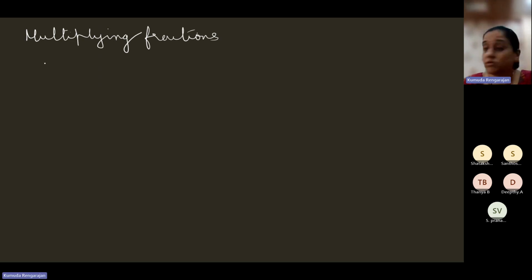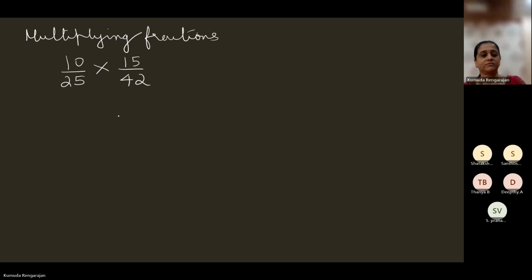Okay. So say we have to find the product of the fractions 10 by 25 and 15 by say 42. We need to find the product of these two fractions. See, the most elementary type we have seen in 6th standard. So we'll just see one of that.